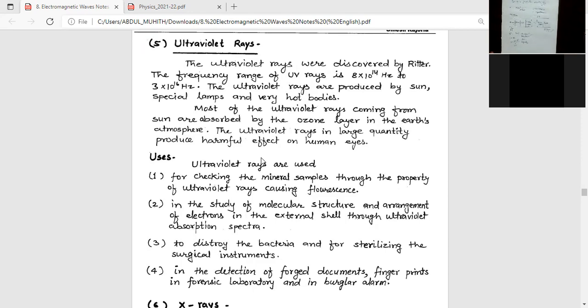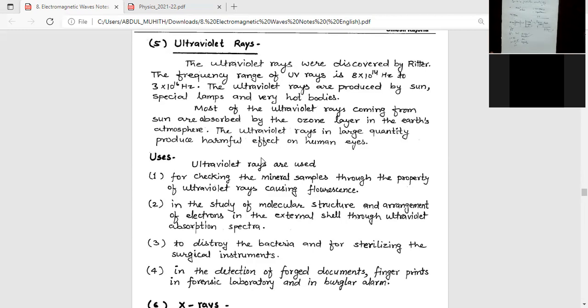Also, we can get ultraviolet rays from special lamps and very hot bodies like the sun and stars. Most of the ultraviolet rays coming from the sun are absorbed by the ozone layer in the Earth's atmosphere. So, the sun's rays have all three: ultraviolet, infrared, and visible. But out of that, the ozone layer traps the ultraviolet rays. They get trapped or filtered by the ozone layer, so they are not reaching the Earth.